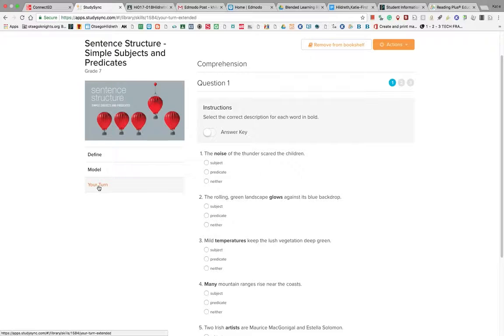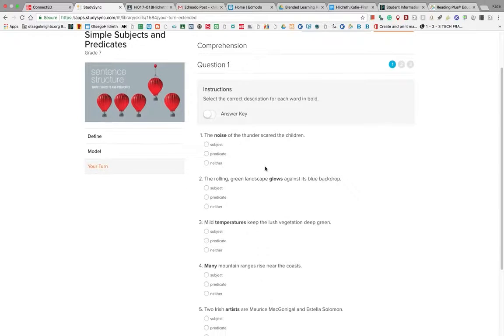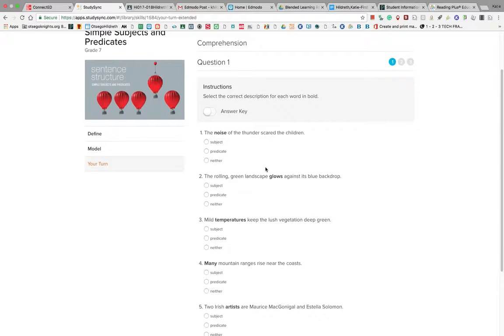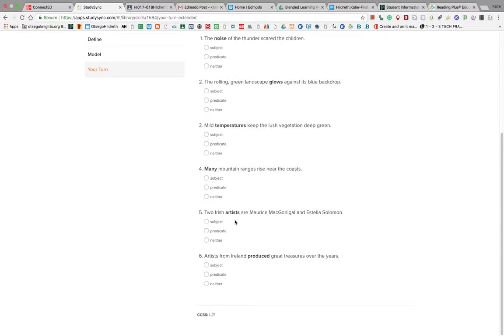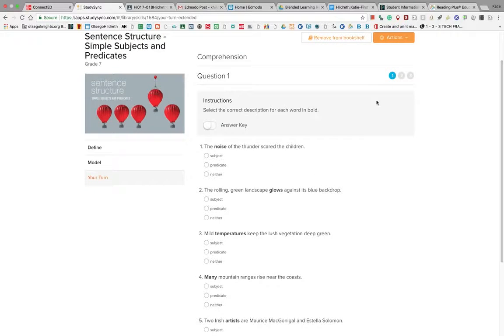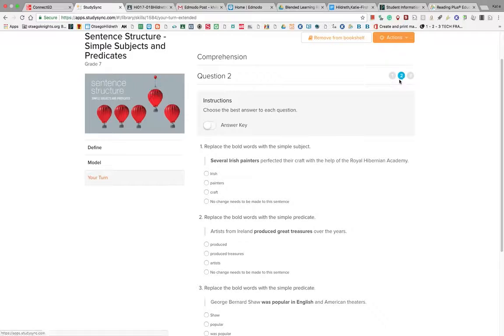Okay, Your Turn is where you're going to do some practice, and there's 3 different parts. Okay, the first part is they're going to ask you some questions, and all you're going to do is tell us if it's a subject, a predicate, or neither. So, like for example, the noise of the thunder scared the children. They bolded the word noise, and you have to decide which one of the 3 it is and click on it. And you're going to do that for 1 through 6. Okay? When you finish with question 1, you're going to go on to question 2.